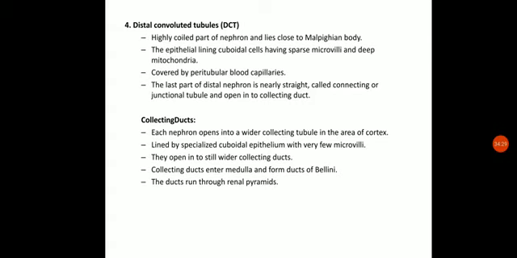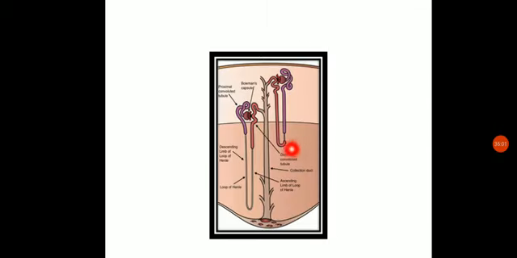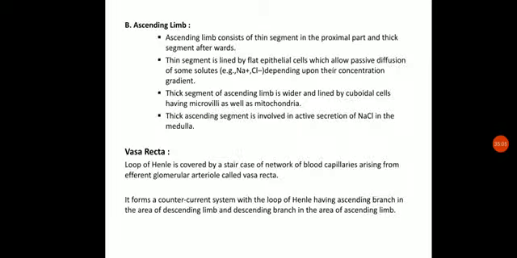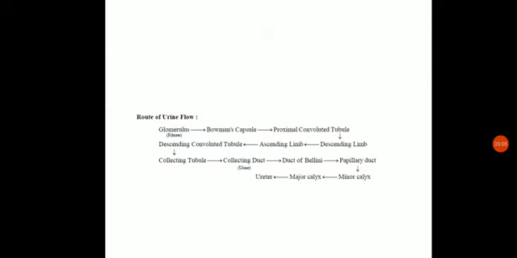So this collecting duct is the first tubular structure which will be collecting the urine which is formed. Not yet can we call it urine, because absorption will still take place, but it is the one where all the fluid will be collected from all the nephrons. So here we can say collecting ducts. Each nephron opens into a wider collecting tubule in the area of the cortex. So every nephron will be opening into a collecting duct. Here you can see this is the nephron opening into the collecting duct. This is a nephron opening into the collecting duct. So all the nephrons will be opening into the collecting duct.